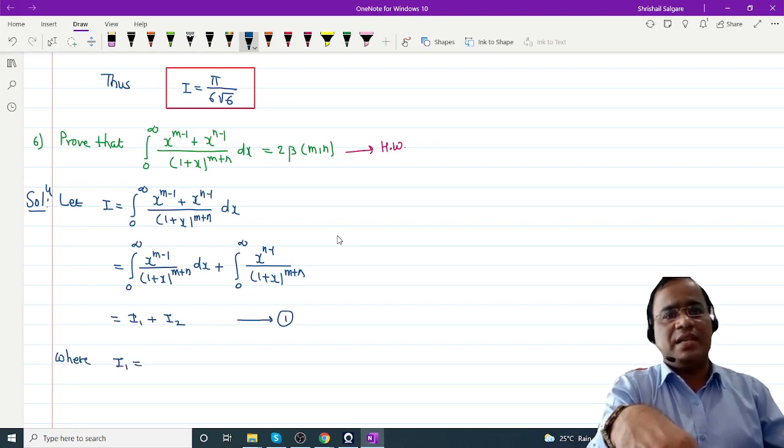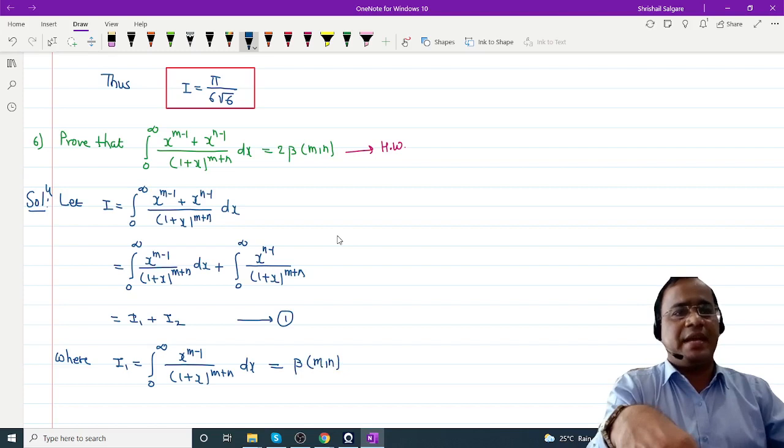This I1 is nothing but integral 0 to infinity of x raised to m minus 1 divided by 1 plus x raised to m plus n dx. So this integral you have to complete and it will come as beta of m, n. So what is your substitution? To prove this, you have to put x equal to t divided by 1 minus t. Okay. So for this example, you have to write the solution in detail.